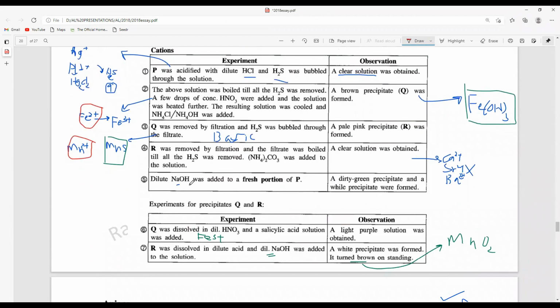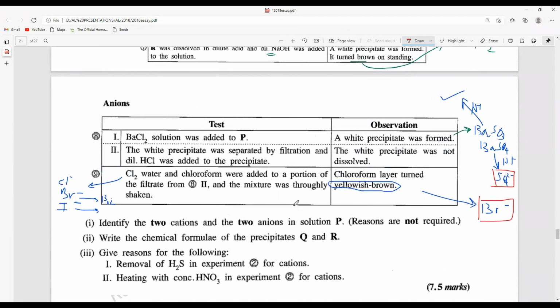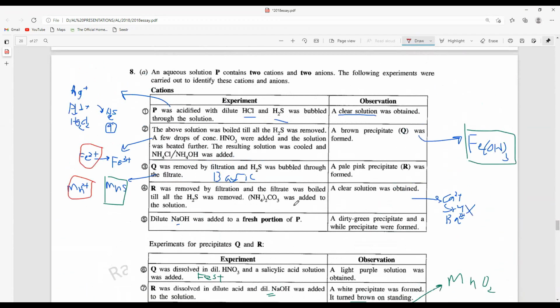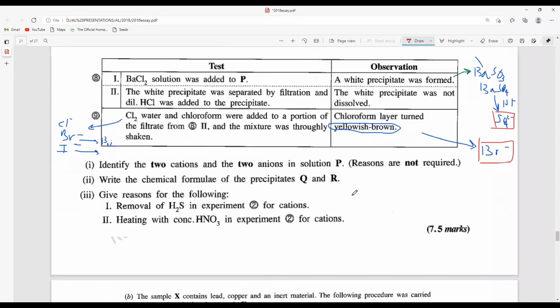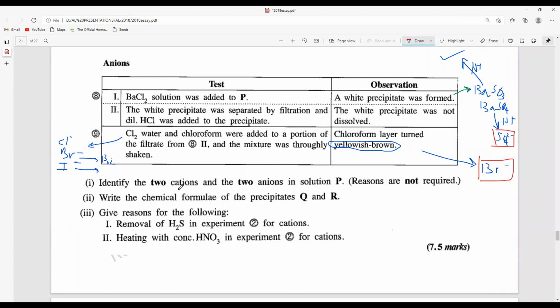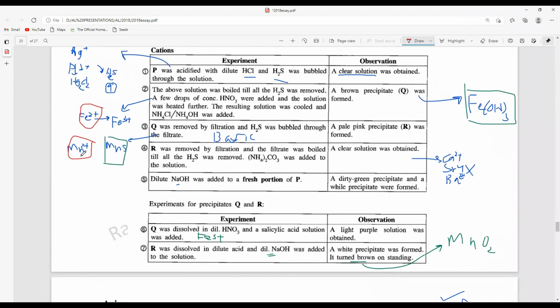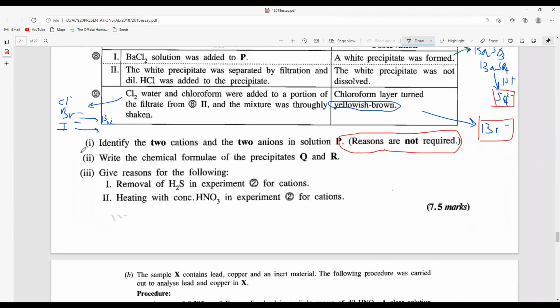So what are the cations that we have? Fe2 plus and manganese 2 plus, and the anions are sulfate and Br minus. So you see here, if you know your cation and anion analysis really well, this wouldn't take much time to get the conclusion. Identify the two cations and two anions in solution P. They have not asked to write down the reasons, so you don't need to worry about that. Write the chemical formula of the precipitates Q and R. Q is ferric hydroxide and R is manganese sulfide. That is done. Give reasons for the following: removal of H2S in experiment 2 for cations.